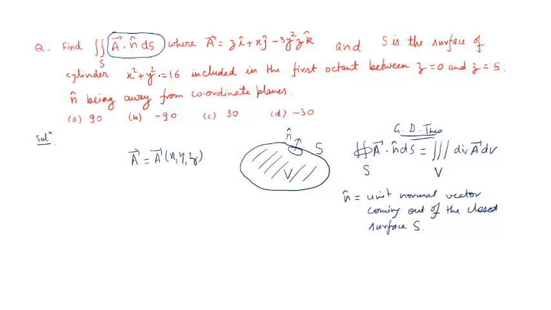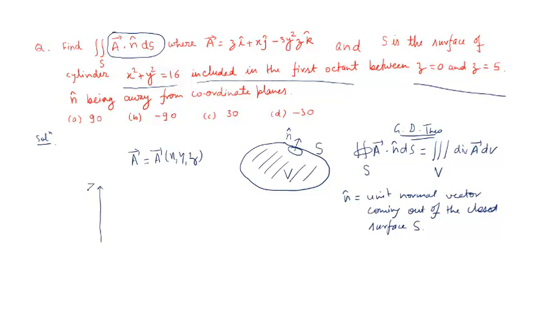Now, in the given question, the first problem is that S is not a closed surface. S is the surface of cylinder x square plus y square is equal to 16 included in the first octant between z is equal to 0 and z is equal to 5. What type of surface is this? This is an open surface. If we trace this, we will get something like this.